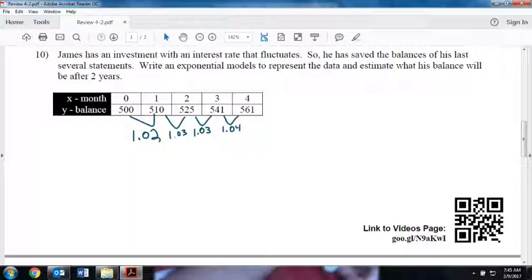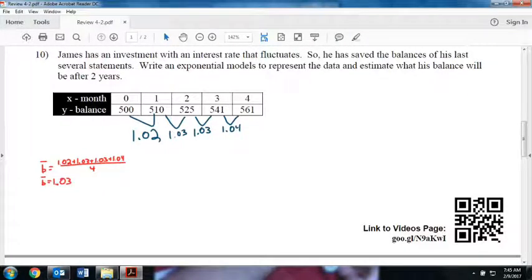So what we're going to do is average them. To find the average B value, the average rate, we're going to add them all up. So that's 1.02 plus 1.03 plus 1.03 again, because there's two of them, plus 1.04, and we're going to divide it by 4. Hit enter, and then divide by 4, because there are 4 ratios. Now, there are 5 data points, but there's only 4 ratios.